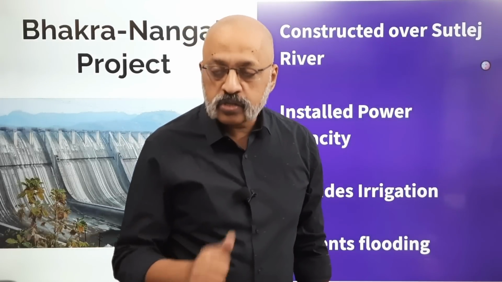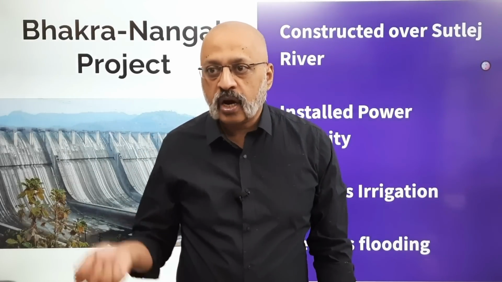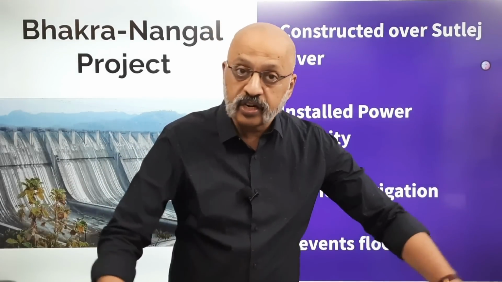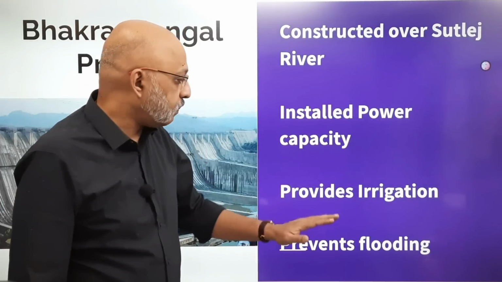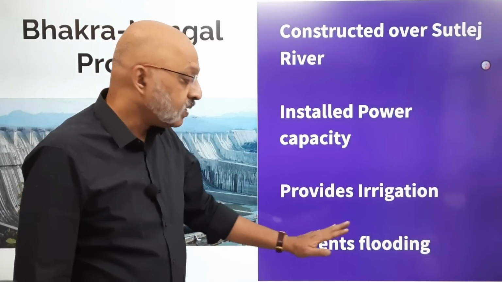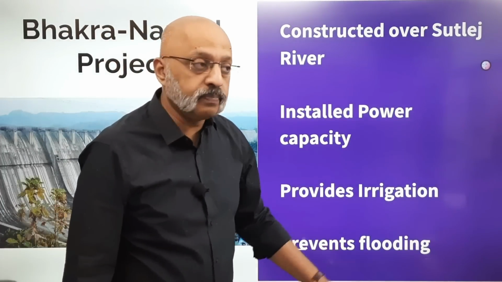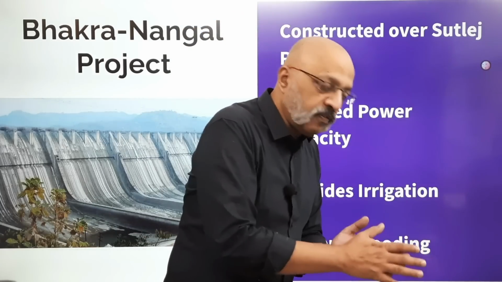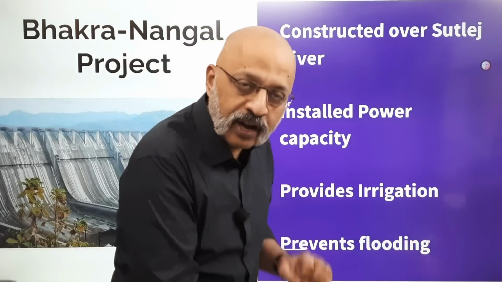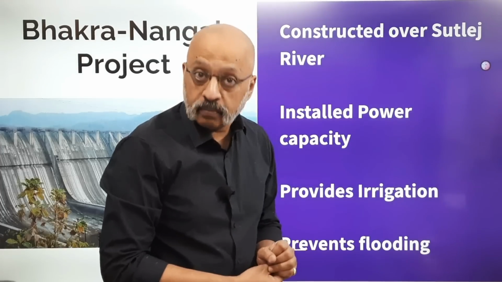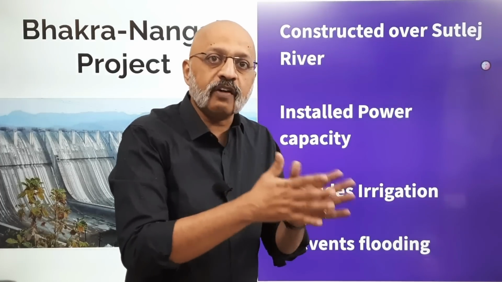There are 4 powerhouses which have been installed, and it provides irrigation to farms in Punjab, Haryana and Rajasthan, the 3 states for which this is a joint project. So there is installed power capacity, it provides irrigation, and it prevents flooding. This is an important part, because sometimes when there is very heavy monsoon, if the water is not stored, it can flood areas which are downstream, right? So if the water is stored, it helps in regulating the flow of water.